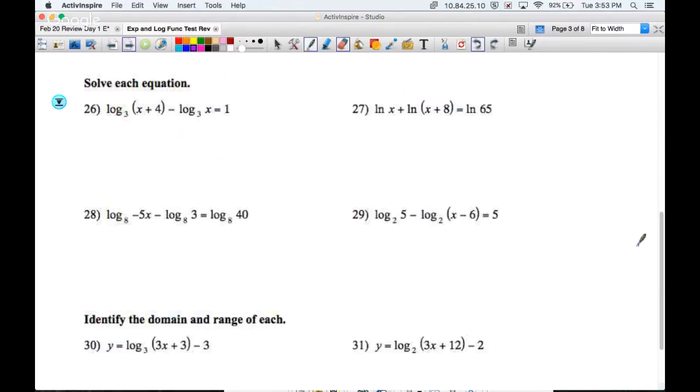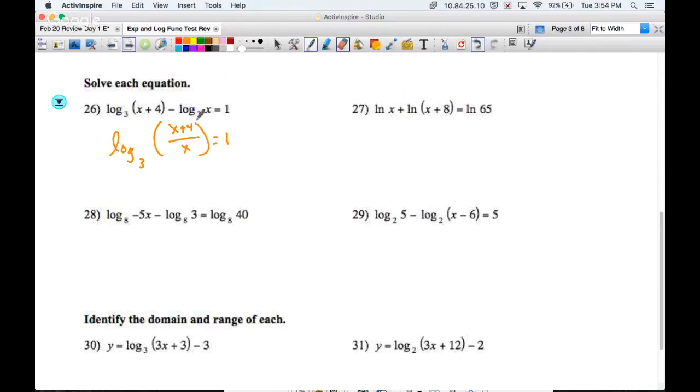All right, here we need to solve these equations. I can see that I've got two logarithms with the same base, so I know automatically I want to condense that into a single logarithm. For 26, this is going to become log base 3 of x plus 4 divided by x. The subtraction becomes division, equals 1.